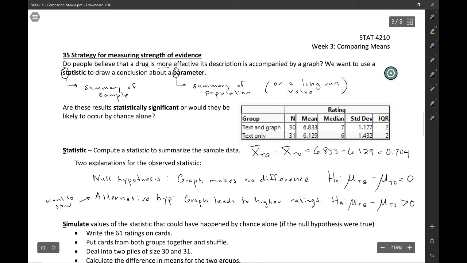We want to show that graphs really do lead to higher ratings of effectiveness, but before we can comfortably make that claim, we need to rule out the null hypothesis, right? We need to show that that's not a reasonable explanation for our data. So we're going to simulate the values that you can get from the null hypothesis and see if our sample data is in that range.